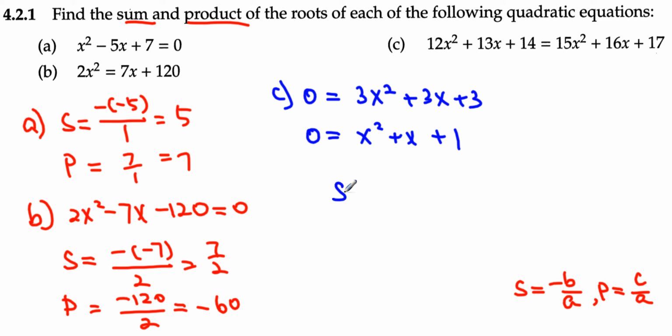Now, what is our sum? Sum is equal to negative b over a. So, negative of 1 over 1, so we get negative 1. How about the product? Product is c over a, which is 1 over 1, that's right, that's equal to 1.